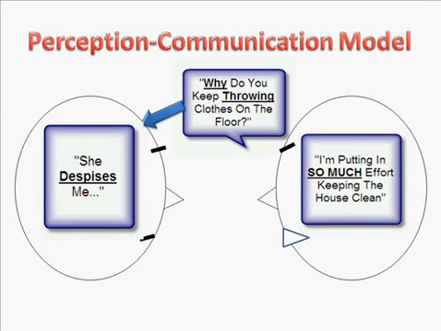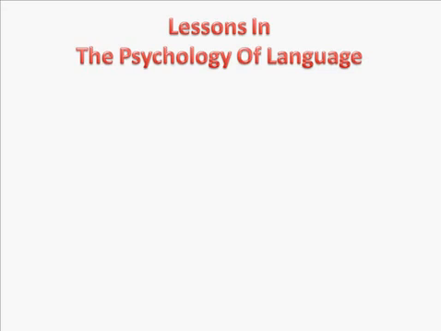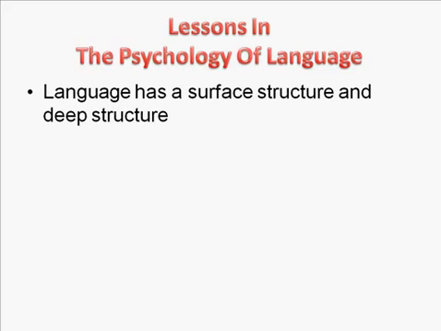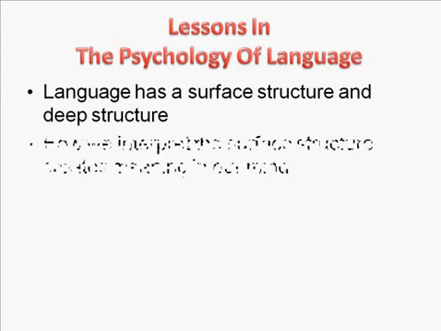So as you think about this, what consequences are there when we misinterpret all this stuff? Well, let's take a look at the lessons in the psychology of language. First of all, language has a surface structure and a deep structure. Secondly, how we interpret the surface structure creates meanings in our mind. So if you chose to interpret it in a particular way, then you will have reality created right there in your mind.